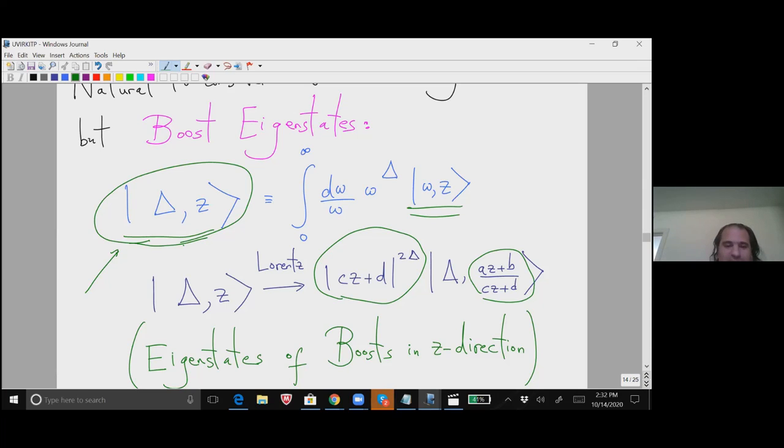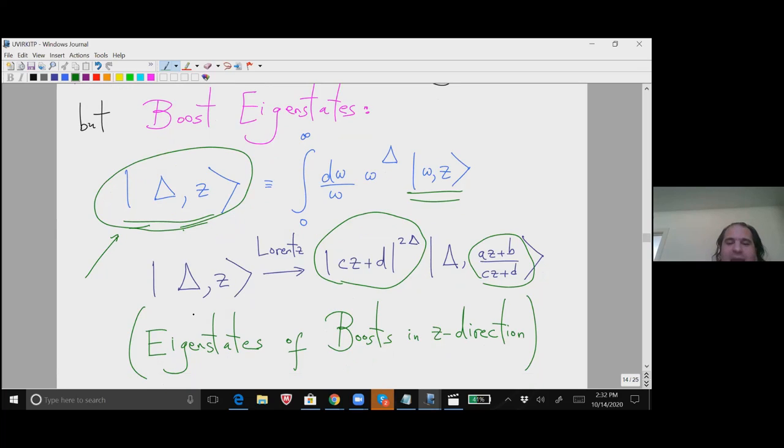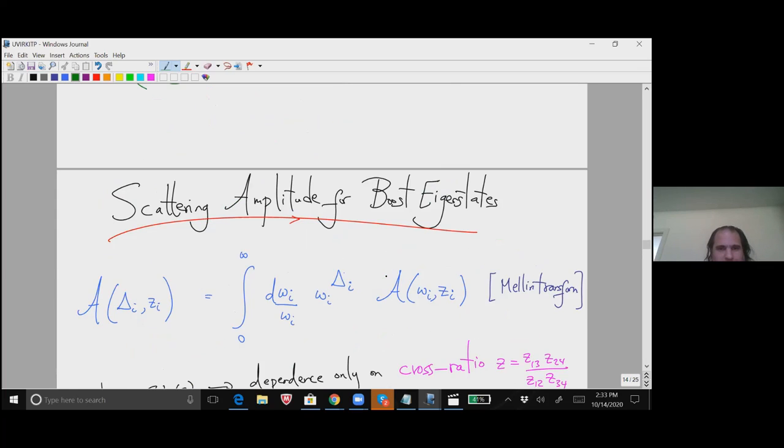Okay, so those are the interesting states to scatter, and notice that these are literally eigenstates of boosts in the Z direction. If I do a boost in the Z direction, then Z stays the same, and I pick up this factor out in front. So you want to physically think of these as not scattering momentum eigenstates, but scattering boost eigenstates. That's what we're interested in doing.